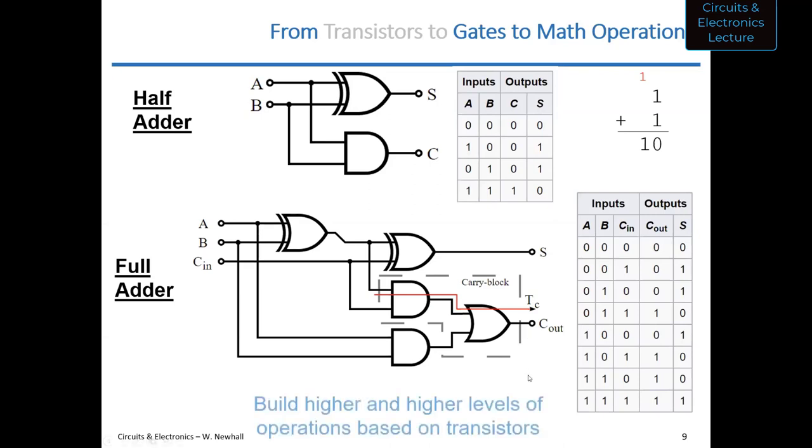Okay, so you could build these adders up to higher and higher levels of operations based on transistors. So if I can build gates out of transistors and I can build adders out of gates, well, then I can build adders out of transistors, right? So this is how you would implement an adder block on a chip with transistors.